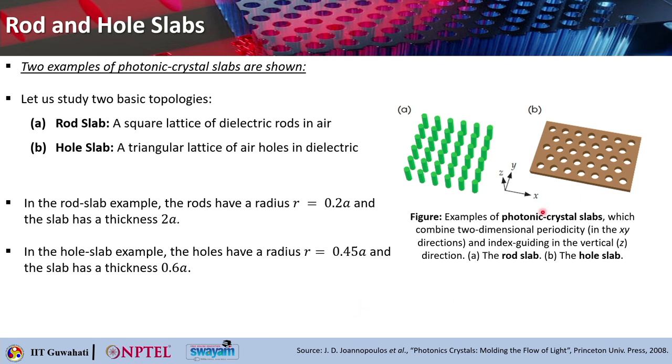Okay, so in this particular example, the thickness is 2a, that is good. So what about the radius of the holes? The radius of the holes is taken to be r equals 0.45a, and in the case of the rod slab, the radius was 0.2a, as I mentioned.